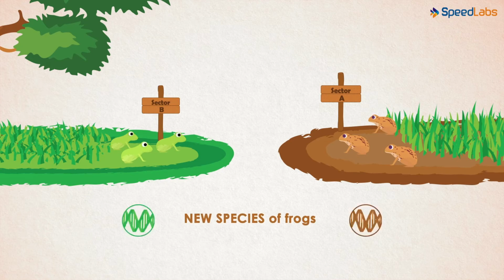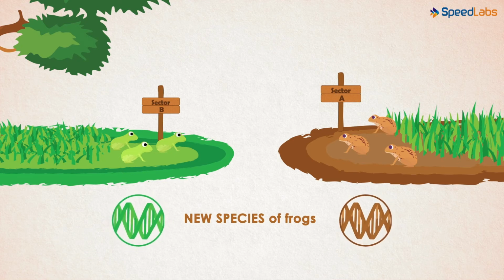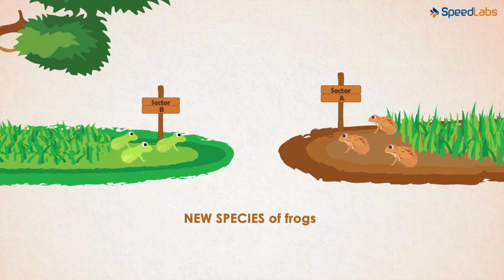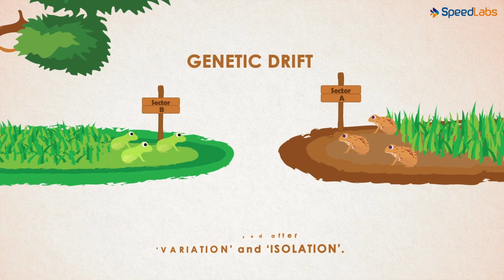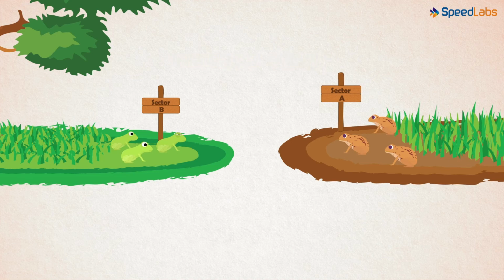The genes and the DNA of the two frogs are very different from each other. These cannot breed with each other as their genes are not compatible anymore. Thus, an altogether new species emerged after variation and isolation. We call this phenomenon as a genetic drift. This genetic drift creates new species, and thus we come to the term speciation.